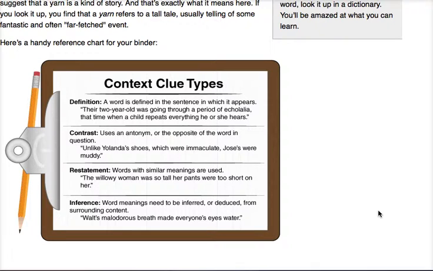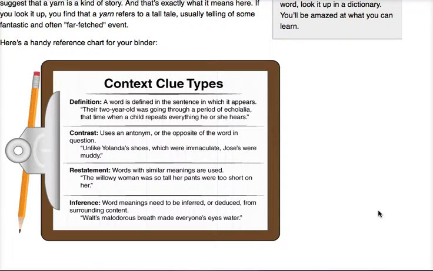So, context clue types. Definition: a word that is defined in the sentence in which it appears. Quote, "Their 2-year-old was going through a period of echolalia, the time when a child repeats everything he or she hears." So they're telling you that echolalia means when a child repeats everything he or she hears.